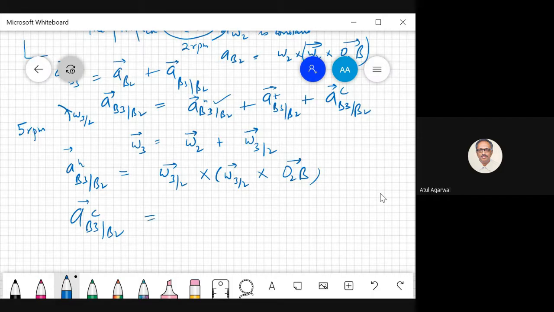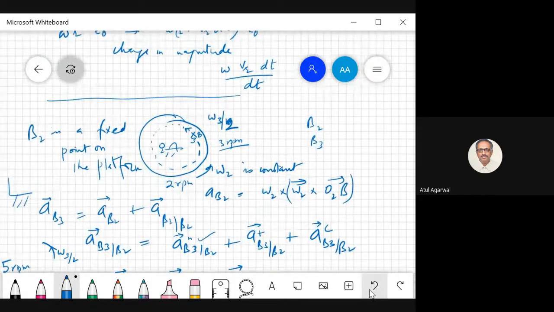What was the Coriolis acceleration formula? The rotating platform observer on the platform with angular velocity omega 2. You see, the rotating observer is going around with omega 2. You see that? Yes, sir. Cross, now the velocity of B3 with respect to B2. Here you have B3 with respect to B2, so the same thing you have to write.